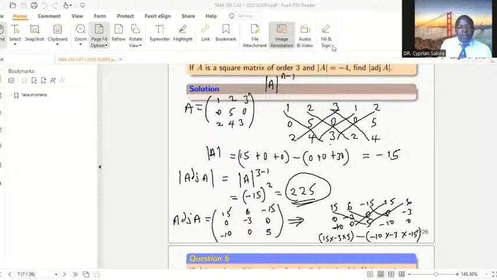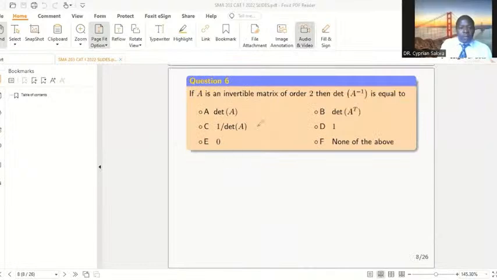Let's look at the next question. The next question asked that if A is an invertible matrix of order 2, then the determinant of A inverse will be equal to what? We want to get the determinant of the inverse of A, and the question says we should choose one of these. But before that, we are supposed to do it first and see what we get. Do we get the same as the determinant of A, or this, or 0, or 1, or the transpose?